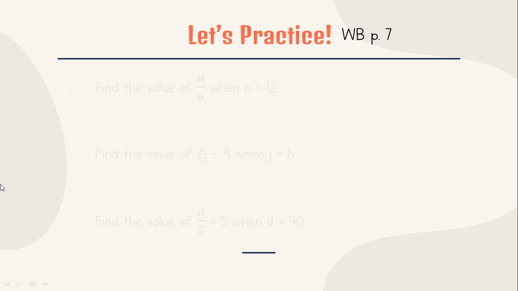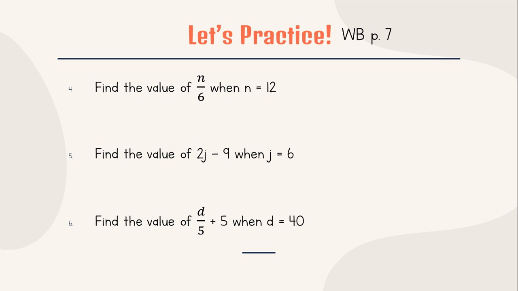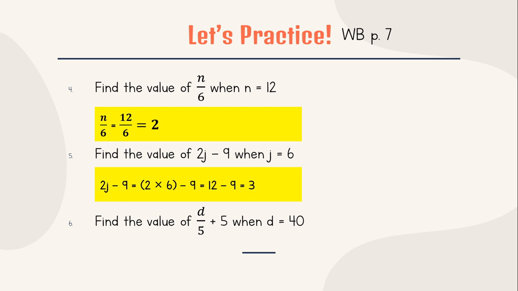Easy, right? Next one. Number 4. Find the value of n per 6 when n equals 12. Once again, n per 6 means n divided by 6. So what is n? 12. 12 divided by 6 equals 2. Find the value of 2j minus 9 when j is 6. So what is j there? 2j means multiplication. 2 times j minus 9. That's it. 2 times 6. J is 6, right? 12 minus 9, 3.